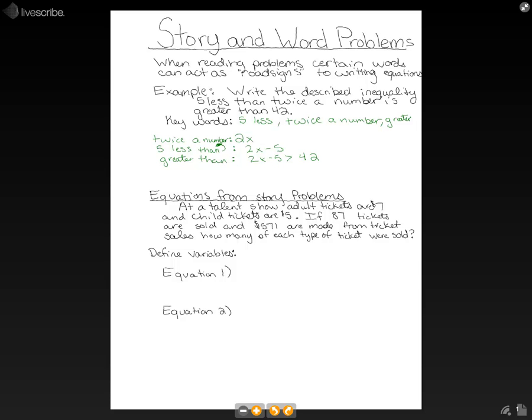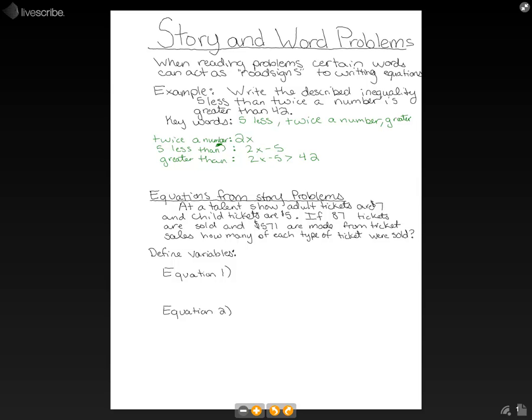So now let's do a little more complicated problem where we're looking at a story and we have to find equations to solve for something. So, at a talent show, adult tickets are $7 and child tickets are $5. If 87 tickets are sold and $571 are made from ticket sales, how many of each type of ticket were sold? So, in this example, they've given us a lot of information, but we need to arrange that into 2 separate equations in order to solve for this system.